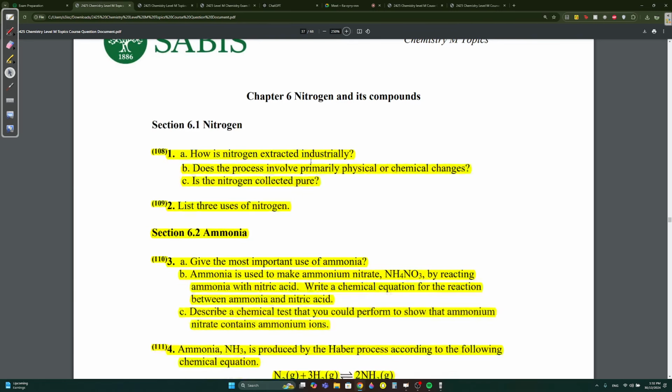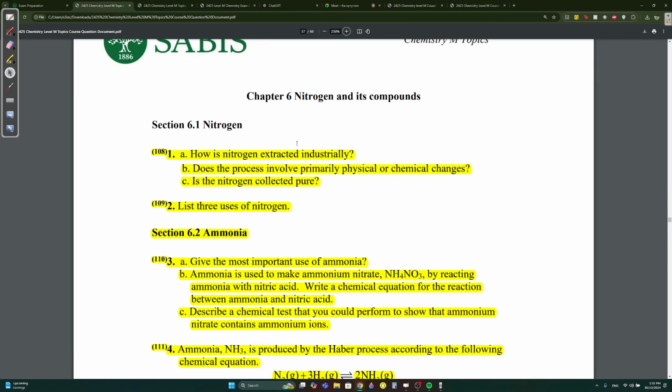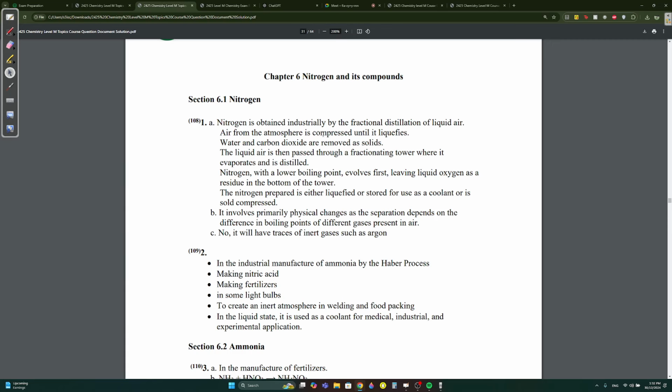Okay, how is nitrogen extracted industrially? Nitrogen, you guys know, it's from the fractional distillation of liquefied air. You get it like this.